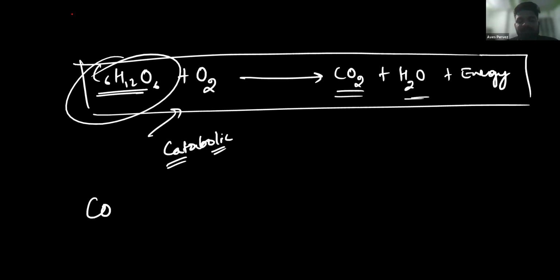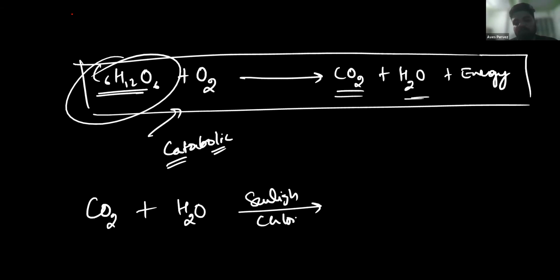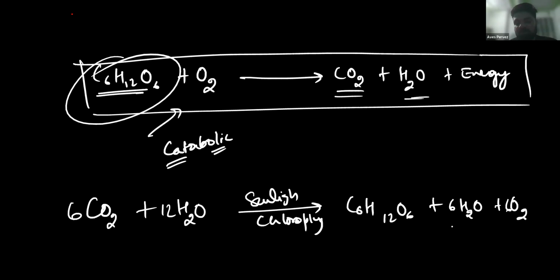And anabolic means like you have CO2, the plant inhales this CO2, or we can say plants take the CO2 from stomata, and water from the roots, and then in the presence of sunlight and chlorophyll, it gets converted into glucose C6H12O6 plus water, and oxygen gas is being released. So here you see that these are the simpler ones and they are becoming the complex one. So this is an anabolic process.